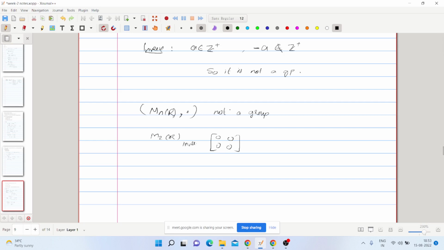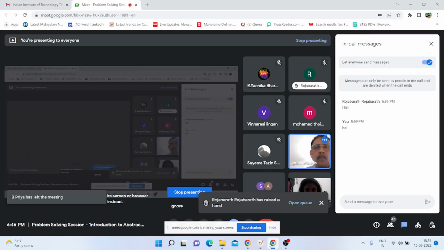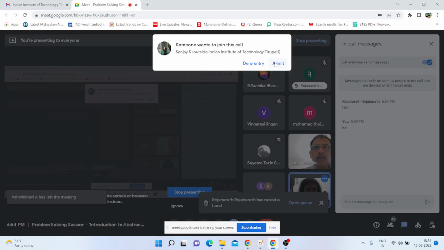Under multiplication, the inverse of 0 does not exist. So this is not a group. The only problem is the inverse. You can check all the others: matrix multiplication is associative, the identity will be the identity matrix, and the associativity and closure properties will all be satisfied. The only problem is with the inverse.